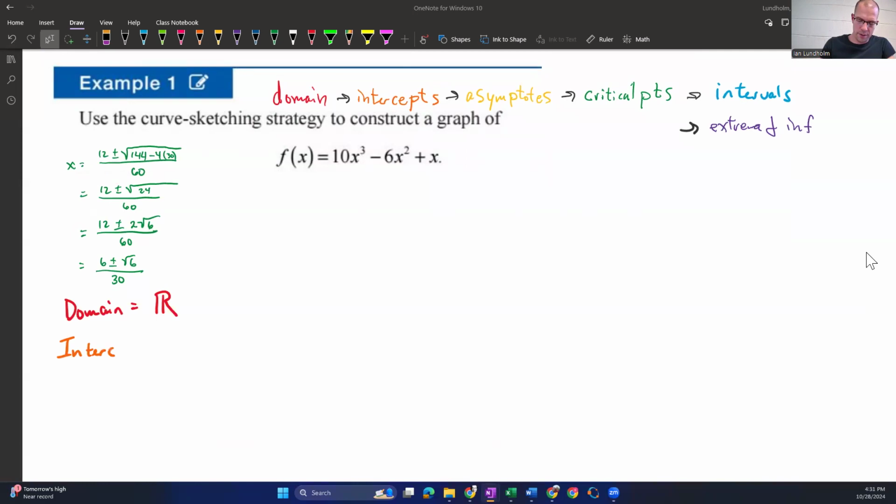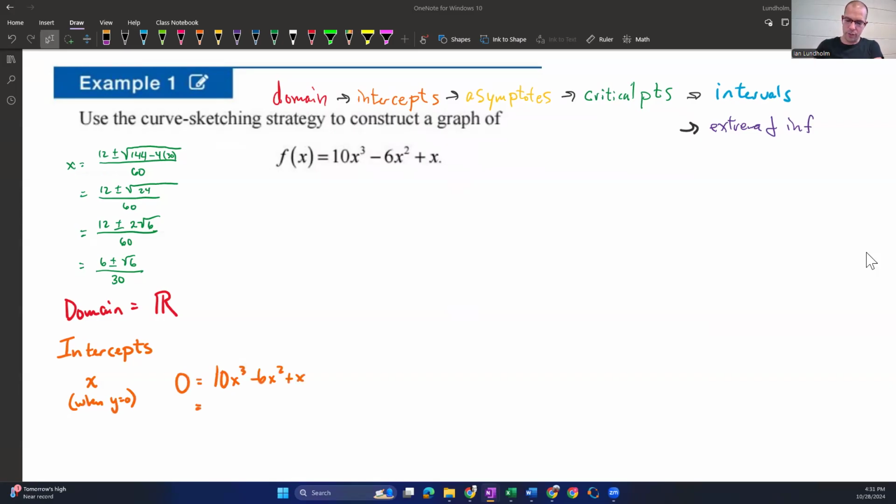The intercepts, we'd be looking for x-intercepts and y-intercepts. You could decide whichever one's easier, but without thinking about it too hard, we could just try to look for x-intercepts. These happen when y equals 0. And so we would try to solve this equation: 0 equals 10x cubed minus 6x squared plus x.